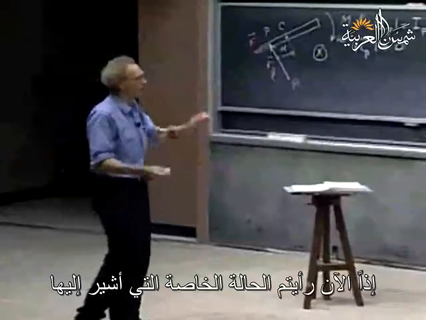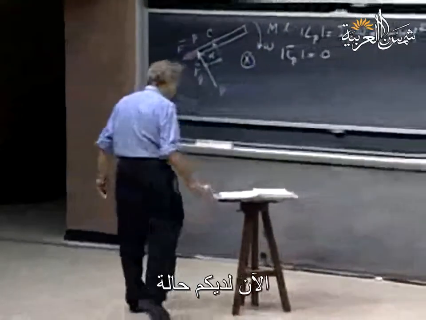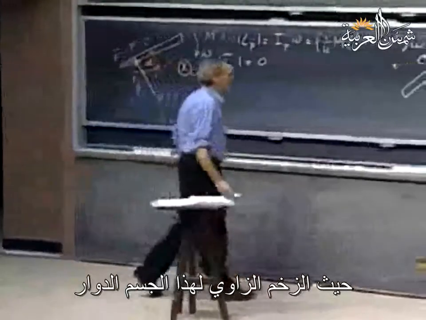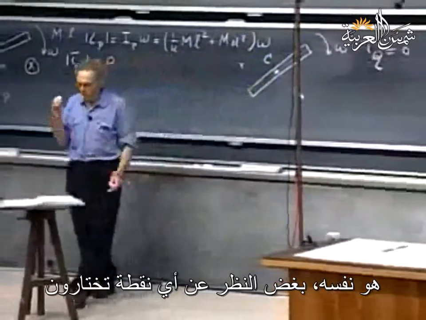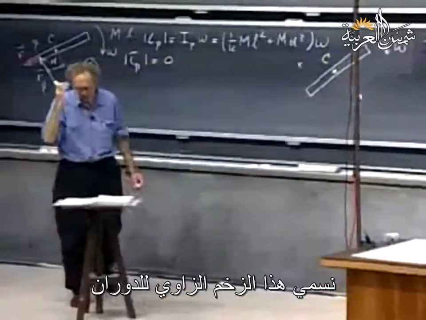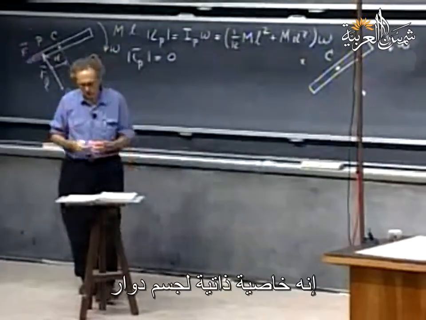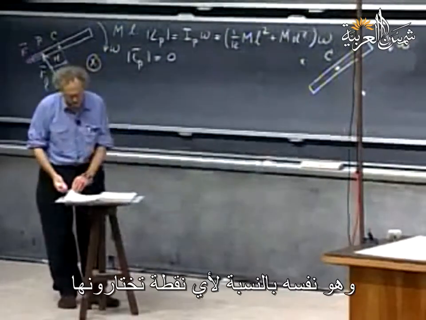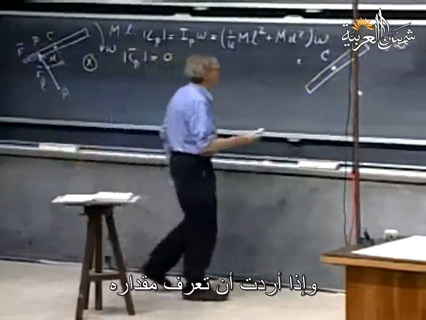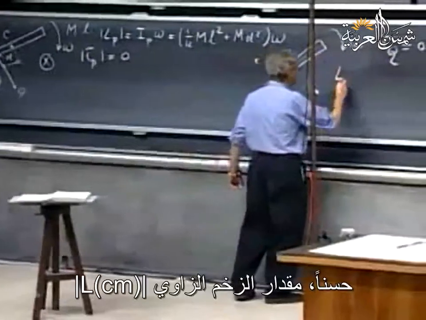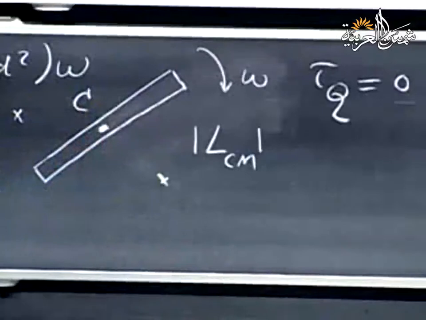So now you see the special case that I alerted to in equation number 6. Now you have the case that the angular momentum of this rotating object is the same no matter which point you choose. We call that the spin angular momentum. It is an intrinsic property of a spinning object, and it is the same relative to any point that you choose.